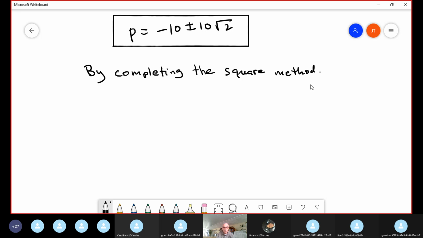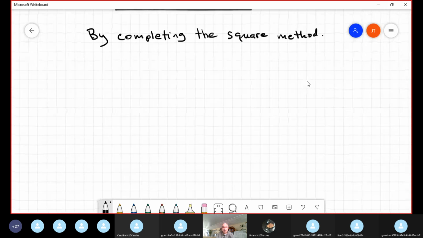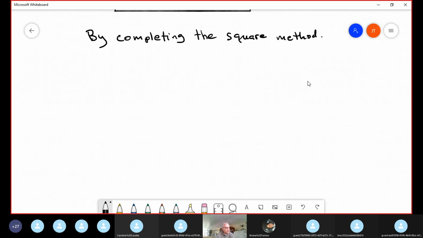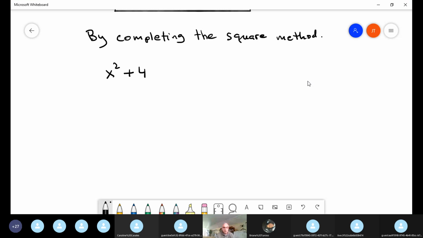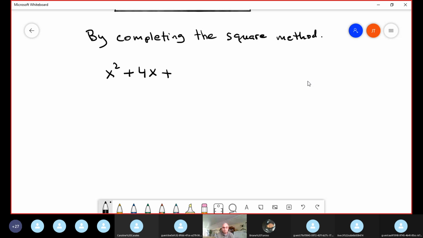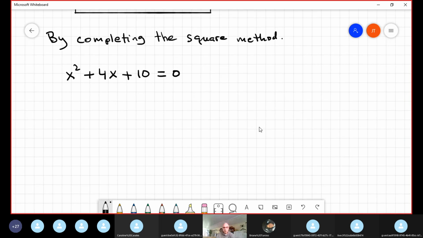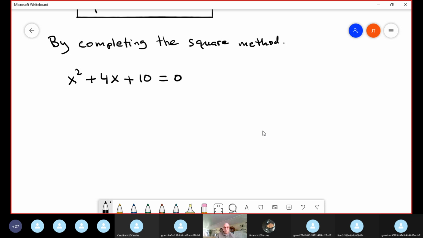Okay, let me try to explain. Complete the square. Suppose this example: x squared plus 4x plus 10 equal to 0. Suppose this quadratic equation. Okay, let me try to refresh your memory. One thing I suppose that you know, but maybe you don't remember very well, is the perfect square trinomial.